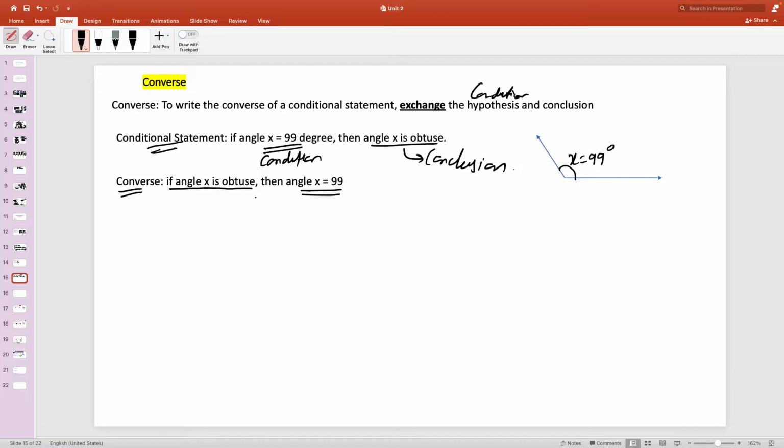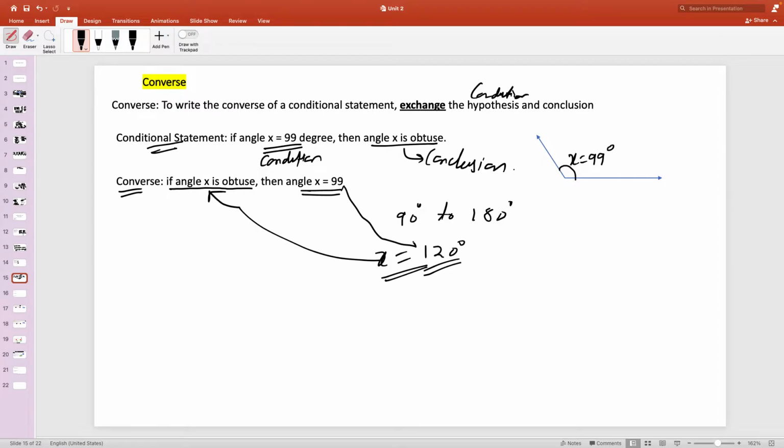So now let's see if this converse is true. If angle x is obtuse, pick any obtuse angle. If you remember, any angle between 90 degrees and 180 degrees. So let's pick, let's say, 120 degrees. Definitely, if angle x is 120 degrees, obviously it's obtuse. So if angle x is obtuse, it satisfies. X is 120 degrees, put it here. So angle x equal to 120 degrees is obtuse. So this is fine. Then angle x is 99.